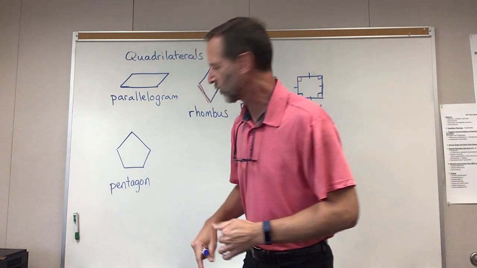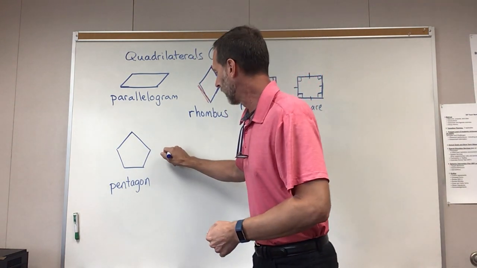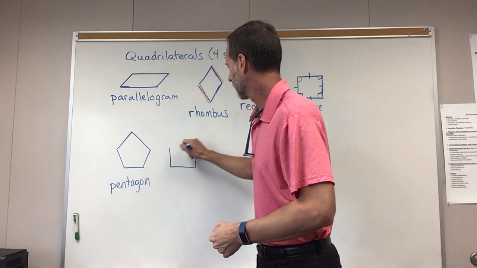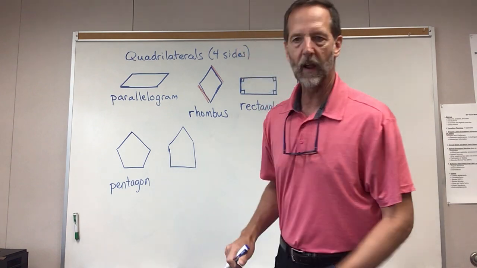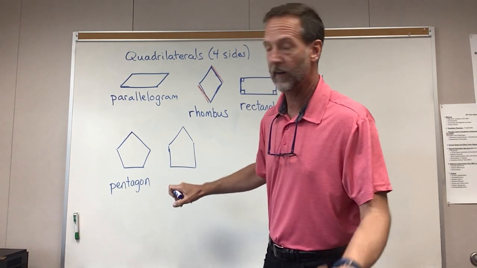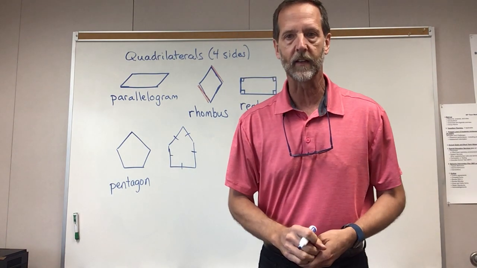I tried to make this one regular, but I didn't do it very well. Okay? An irregular one would be one that would look like maybe like a house. If I did it like this, that would be an irregular pentagon. But it's still a pentagon, 5 sides, right? 1, 2, 3, 4, 5 sides. That would be a pentagon.